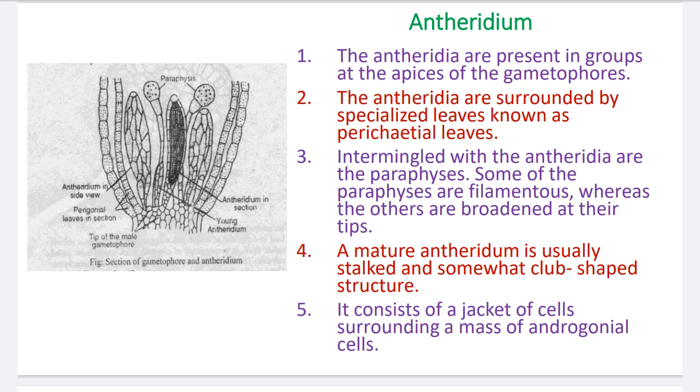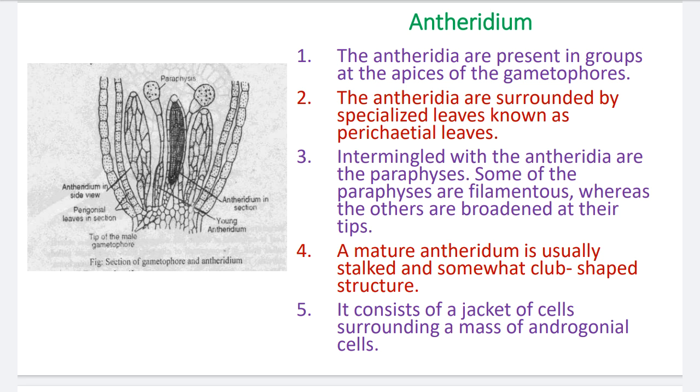Number 3. Intermingled with antheridia are the paraphyses. Along with perichaetia, the paraphyses are also intermingled with the antheridia. Some paraphyses are filamentous, meaning filament like, whereas the others are broad at their tips. You see in the diagram at the center, two paraphyses are given and their tip is broad. Number 4. A mature antheridium is usually stalked and somewhat club-shaped.